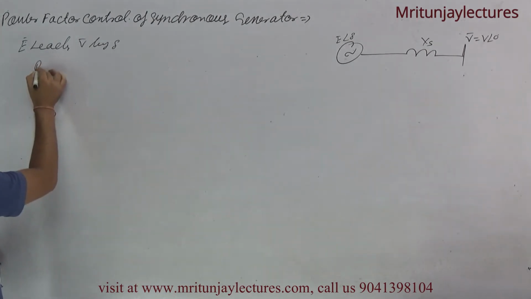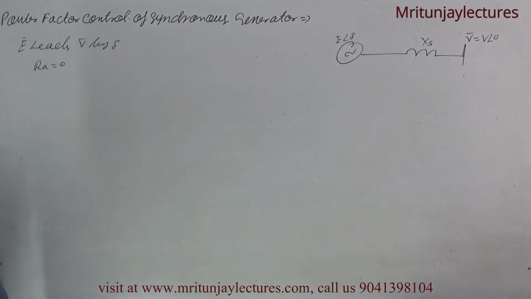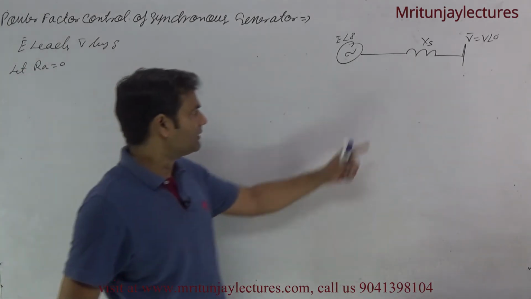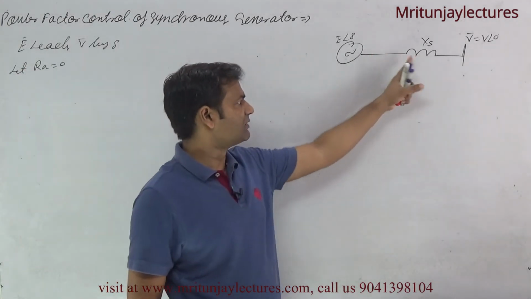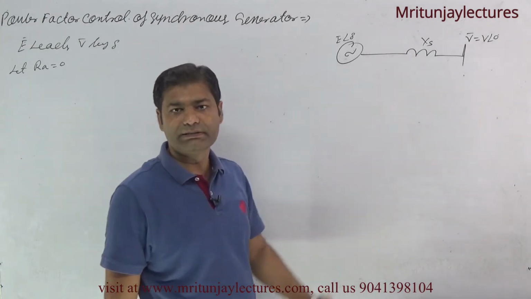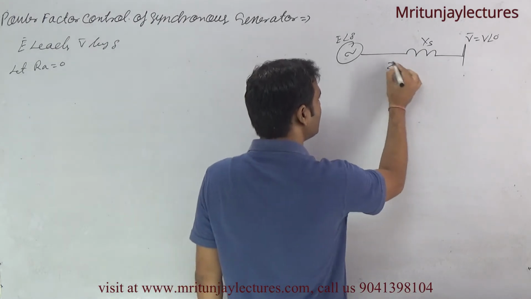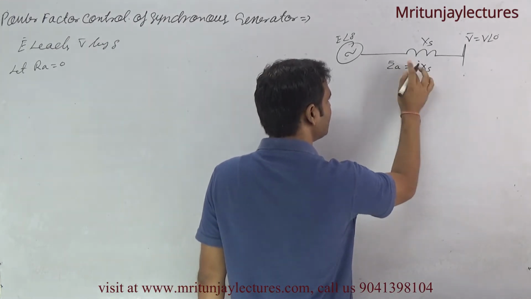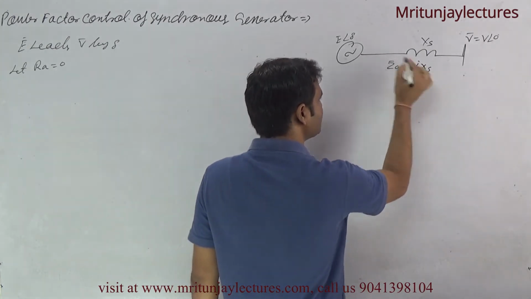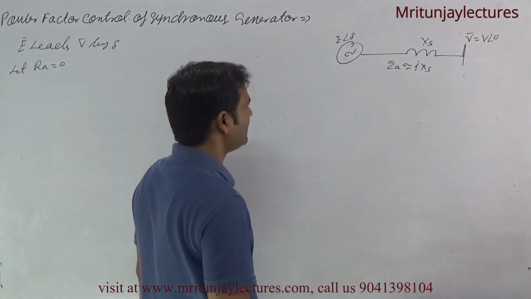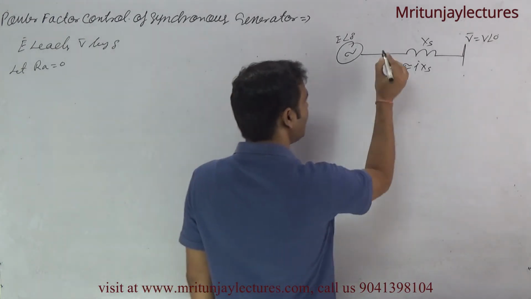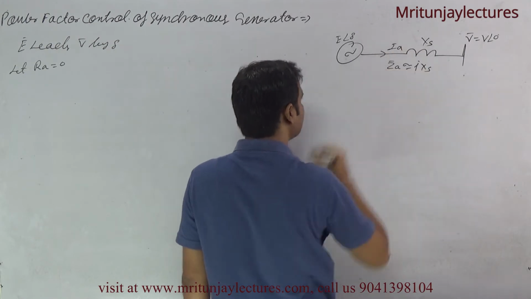And what about RA? Let RA be equal to 0, then the corresponding impedance is represented like this, ZA equal to jX. Clear? Now the armature current, that is IA.